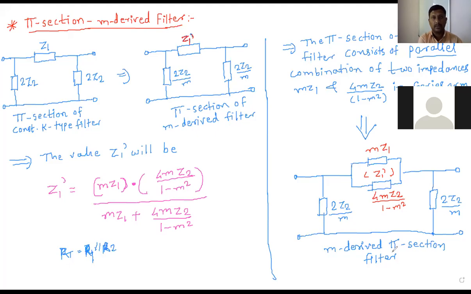Okay. Now the next topic we can discuss is the M-derived low-pass filter. There are two M-derived filters we are going to discuss in this chapter: the M-derived low-pass filter and the M-derived high-pass filter. So we can start from the M-derived low-pass filter.